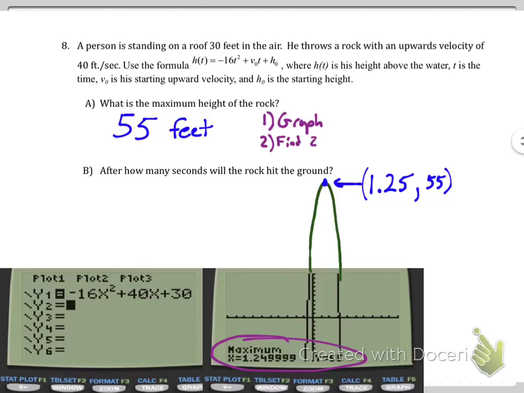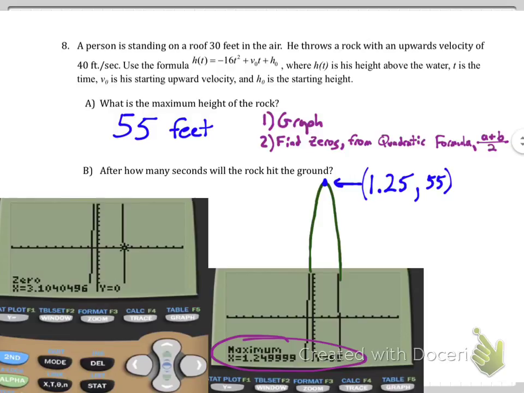So you could graph it. Another way to do that is if you find the zeros, you find those from the quadratic formula, and then you find halfway between the zeros, that's a plus b over 2. That will give you the x value, that will give you 1.25, and you can plug that into your equation and get 55. That's another way we practice doing that, but you can either use a calculator or you can use that method.